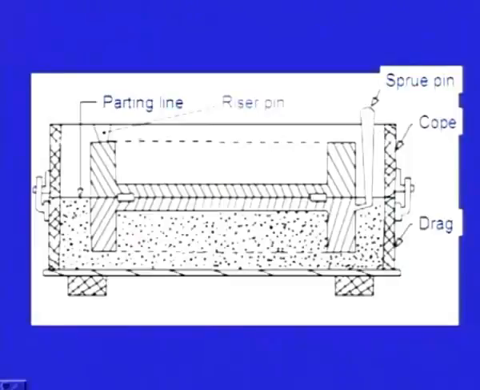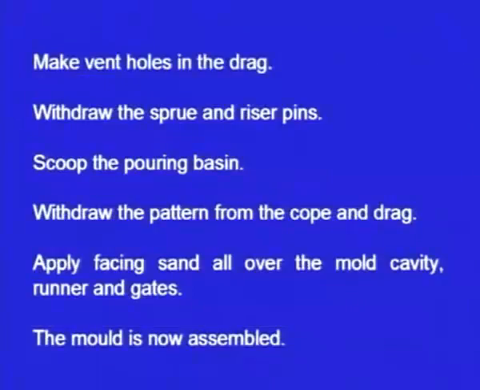Next one, withdraw the sprue pin and riser pin. Here we have inserted one sprue pin and here we have inserted the riser pin. These we have to withdraw. And also we have inserted the gating system for runners and ingates. Those also we have to remove. We have to withdraw. Next one, scoop the pouring basin.